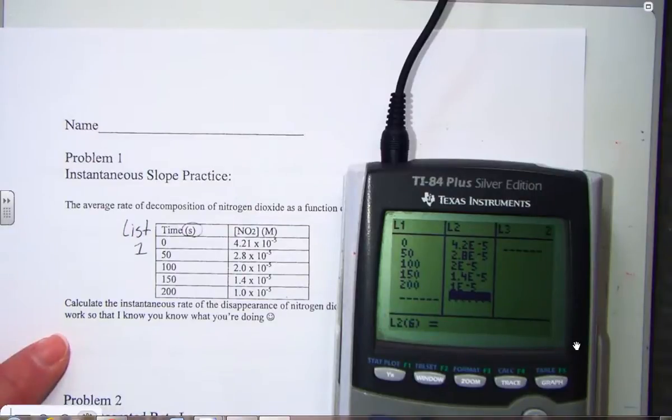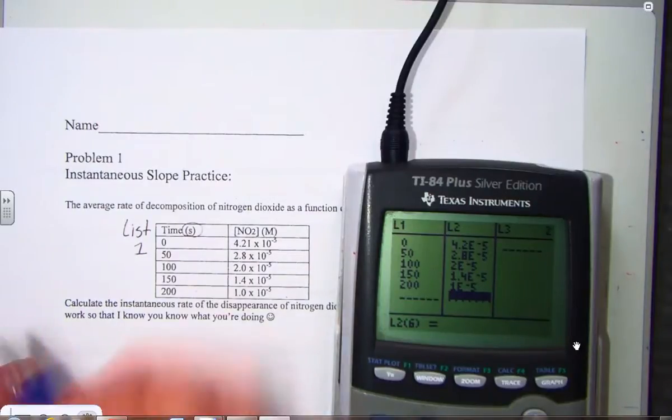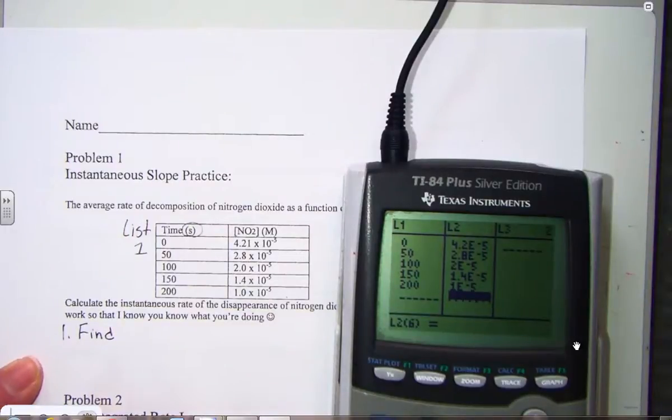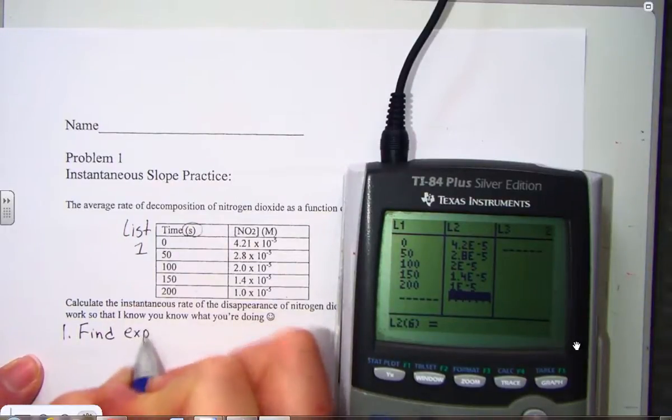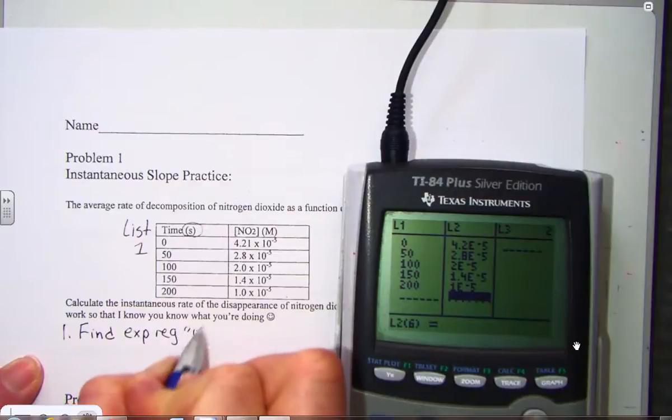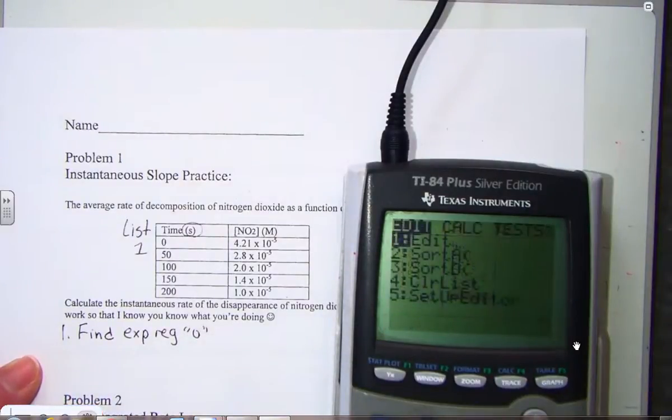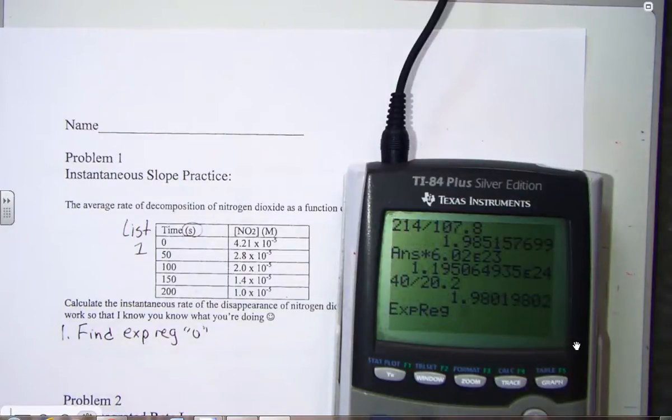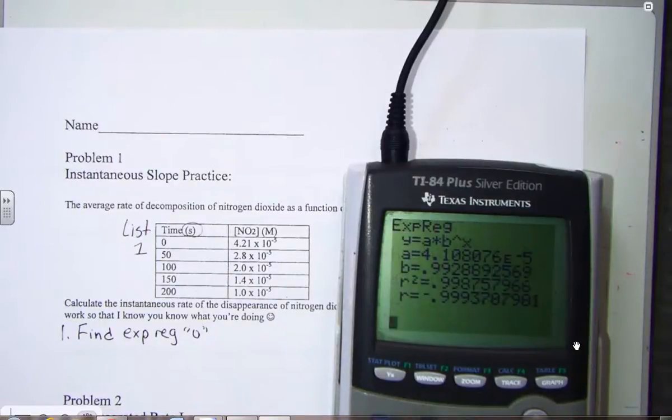To calculate an instantaneous rate, what we'll need to do first is to find an exponential regression of list 1, list 2. So that's one of the first things I'll record, is showing enough work. Find the exponential regression. Choice 0, if you will, on your stat key. So stat, calc, skim down or type 0, exponential regression. We want list 1, list 2. And we'll get a screen.